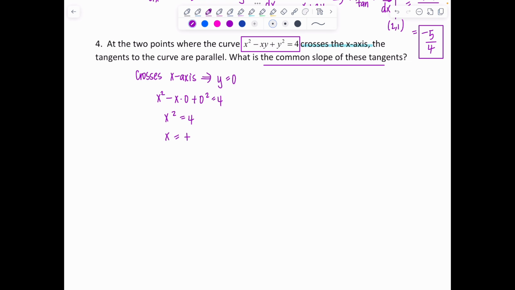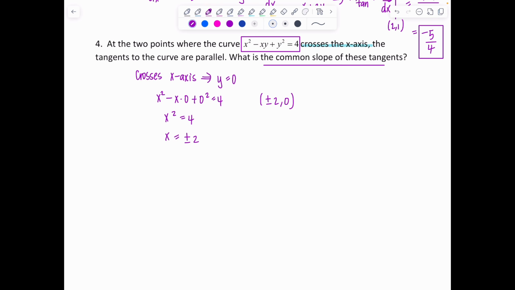And I got those x values by substituting in 0 for y. So those are the 2 points where I need to figure out the slope of my tangent line. I need dy/dx at (2, 0) and (-2, 0). Good? Okay, from here, the problem plays out the exact same way.